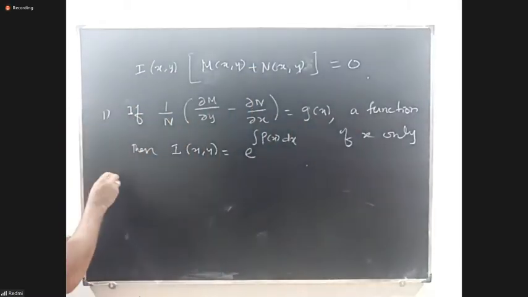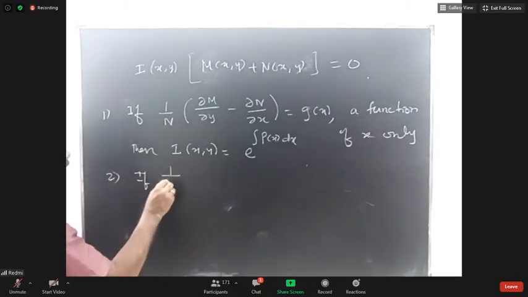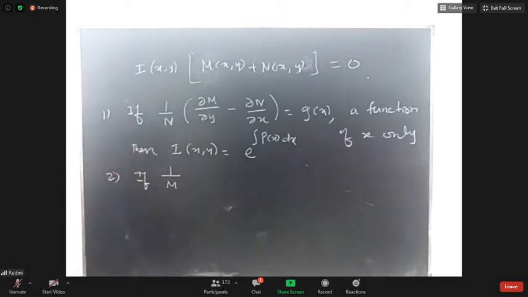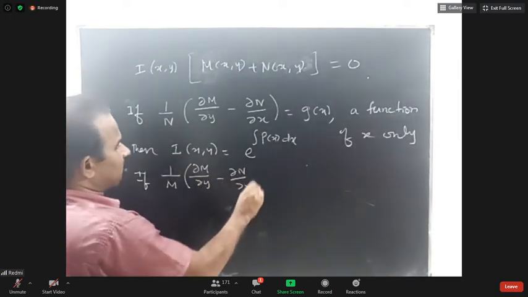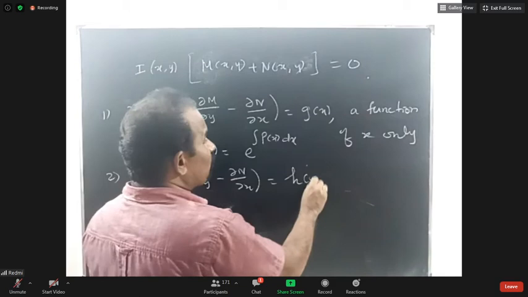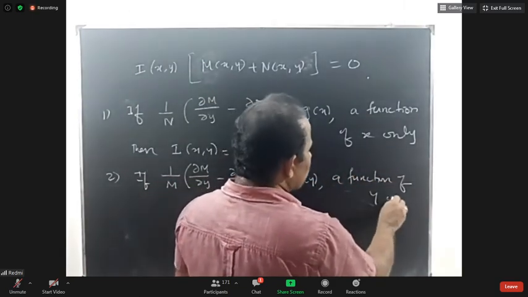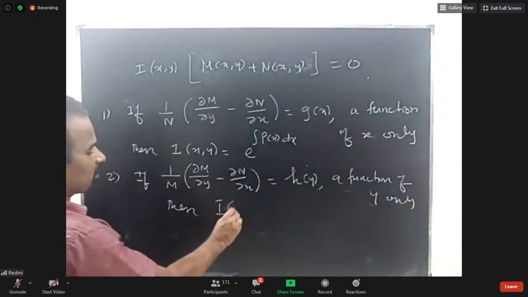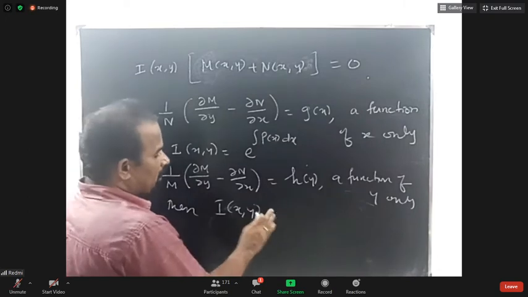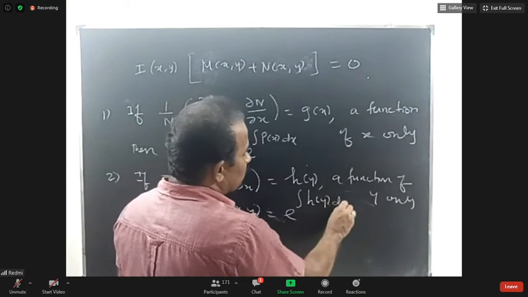Number two is, if 1 by M into (dou M by dou y minus dou N by dou x) is equal to some h of y, a function of y only, then let us take the integrating factor as e power integral h of y into dy.